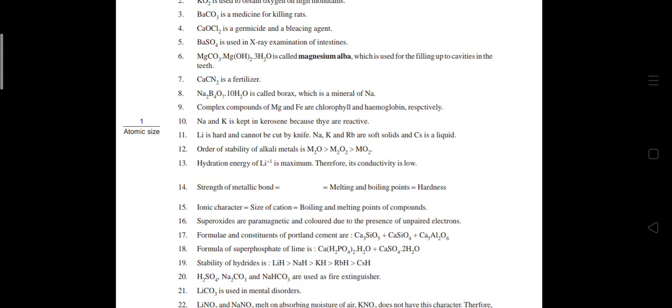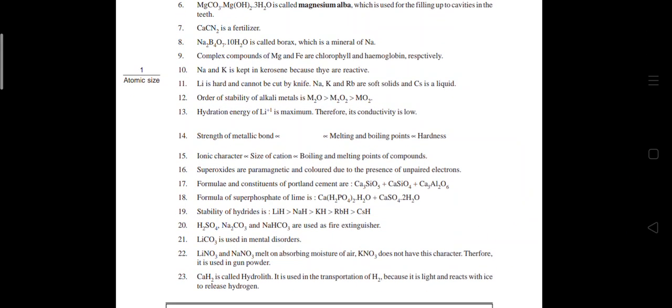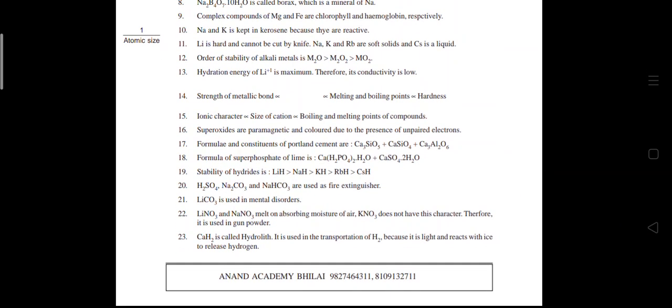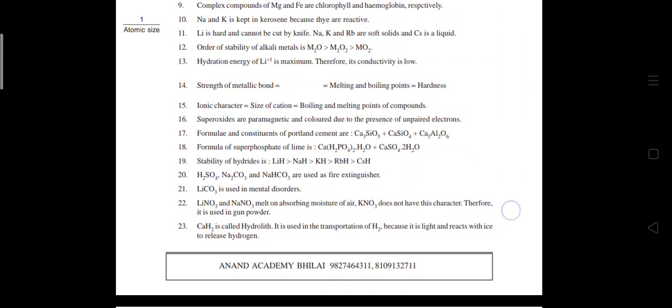MgCO3.Mg(OH)2.3H2O is called magnesia alba, which is used for filling cavities in the teeth. Calcium cyanamide is a fertilizer. Na2B4O7.10H2O is called borax, which is a mineral of sodium. Complex compounds of magnesium and iron are chlorophyll and hemoglobin respectively. Sodium and potassium are kept in kerosene because they are reactive.